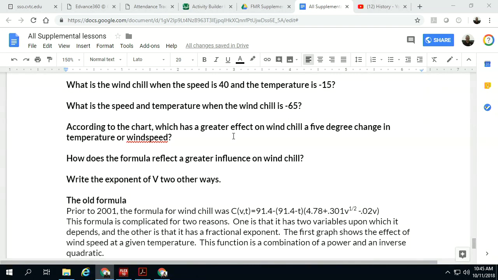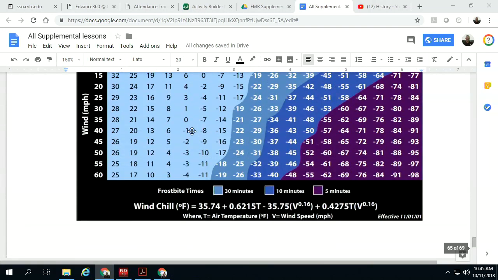How does the formula reflect a greater influence of wind on wind chill? You look here: temperature changes have a greater effect than changes in wind velocity. Now, before I sign off, I'd just like to cover the frame rate override feature I mentioned earlier.